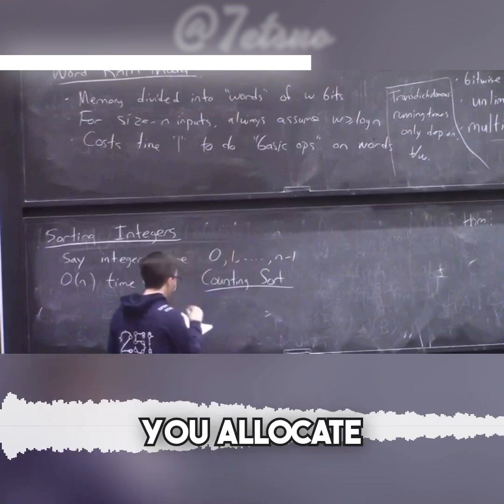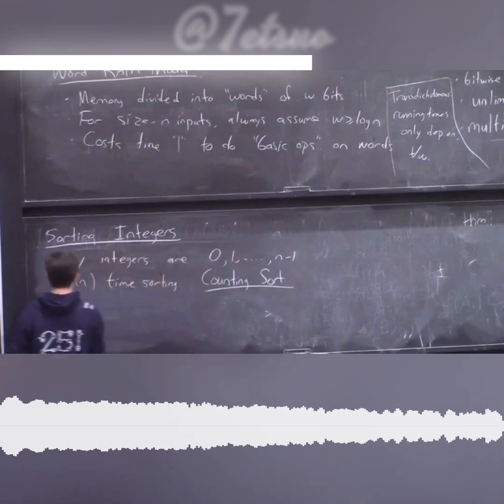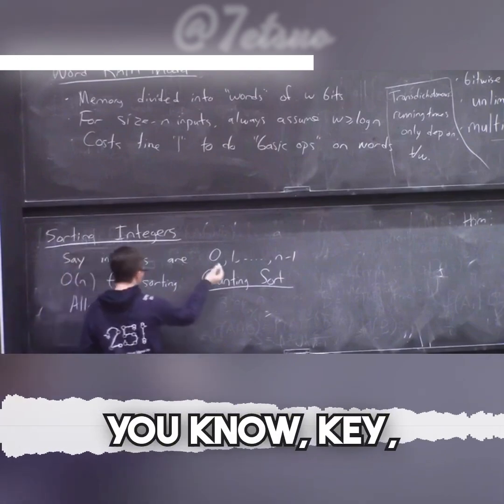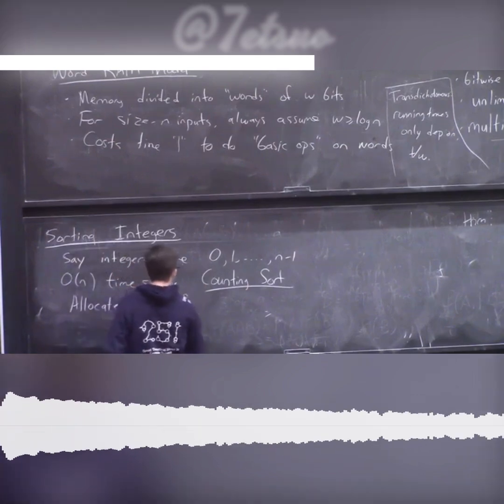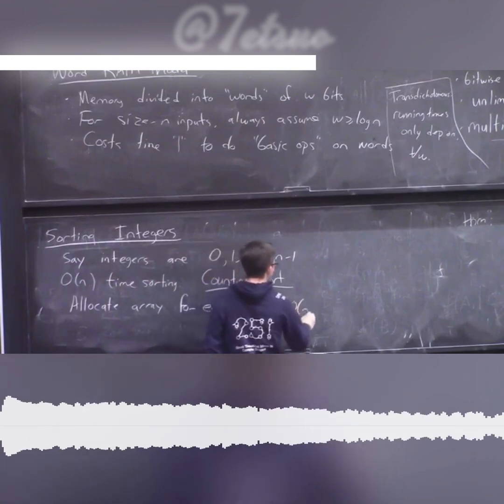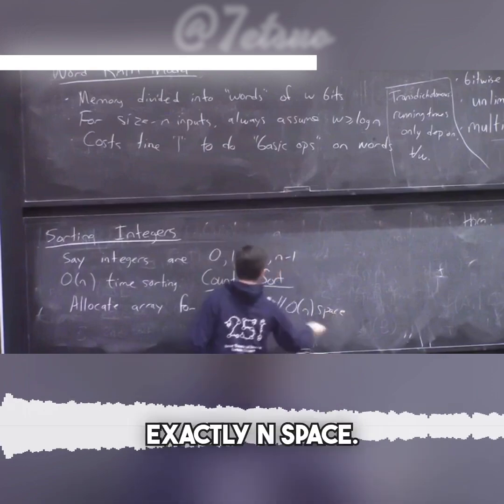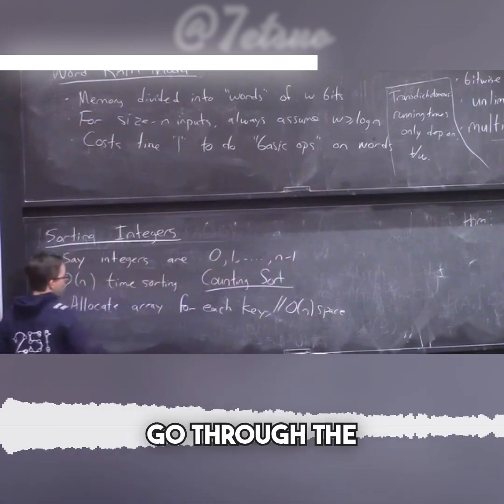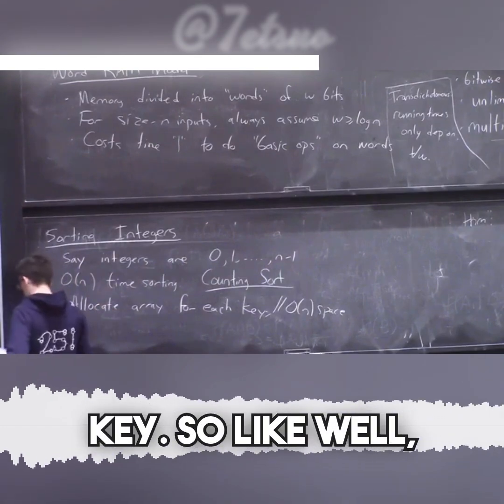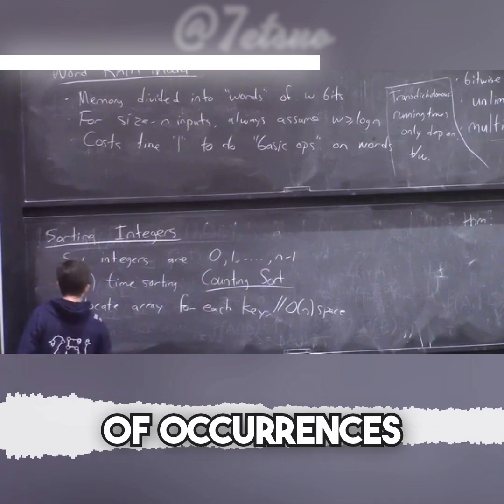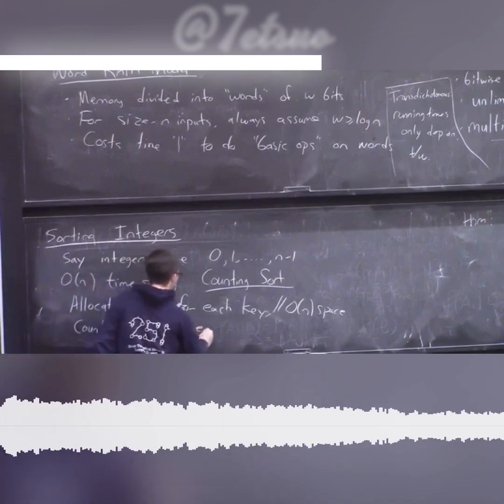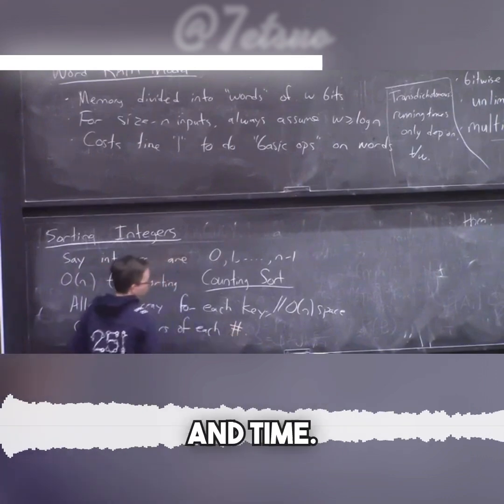So what do you do in counting sort? You allocate an array for each key between 0 and n. So that's order n space, maybe exactly n space. And then you just go through the list, and every time you see a number, you increment the count for that key. So count the number of occurrences of each number. That's order n time.